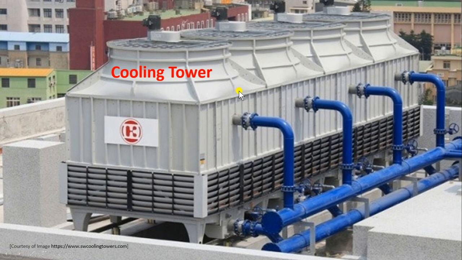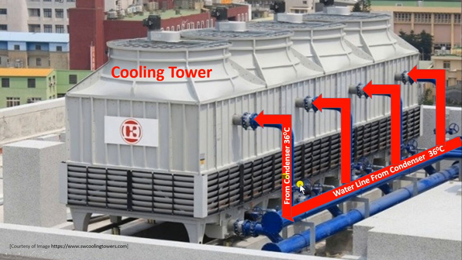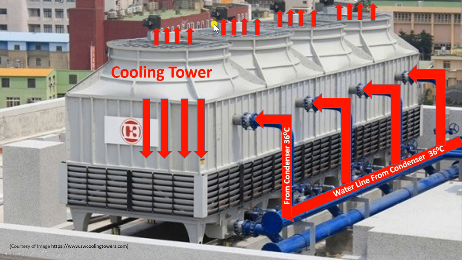Cooling tower is used for the heat rejection purpose. So in this case, water from the condenser at 36 degrees Celsius is carried and it is allowed to fall down inside this cooling tower. It comes in contact with air which is moving in upward direction. So heat of this water is rejected to the atmospheric air and water is cooled. This cooled water is returned to the condenser at 32 degrees Celsius temperature.